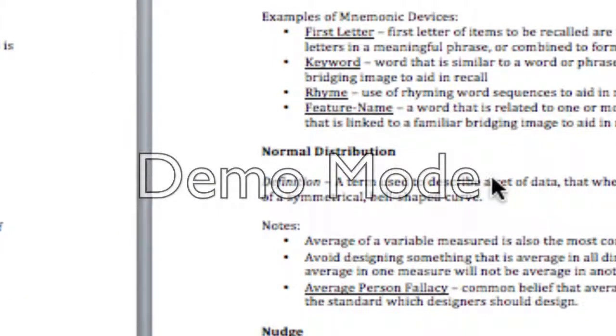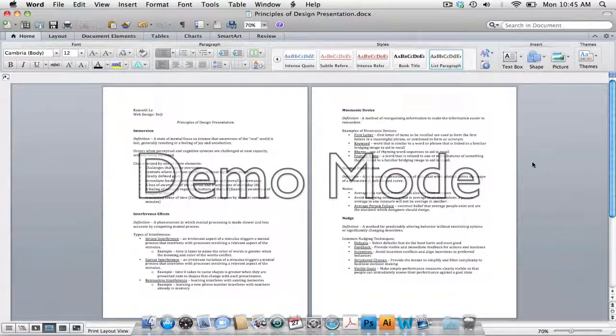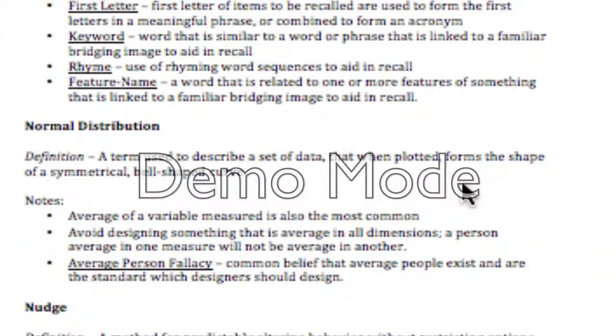Fourth principle is normal distribution, which I could not really find a specific website for, but the definition is a term used to describe a set of data that when plotted forms the shape of a symmetrical bell-shaped curve.